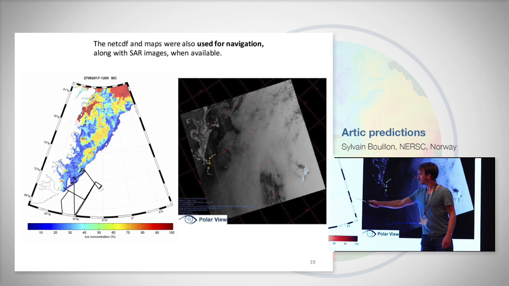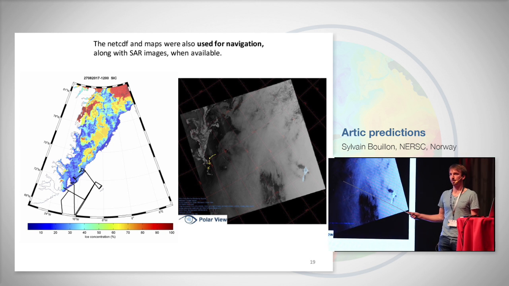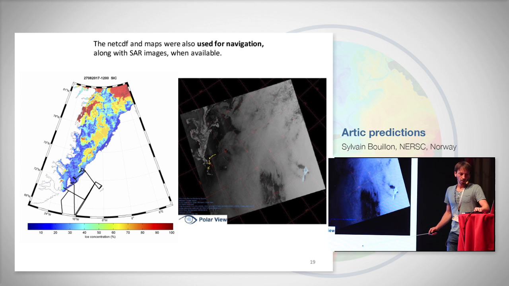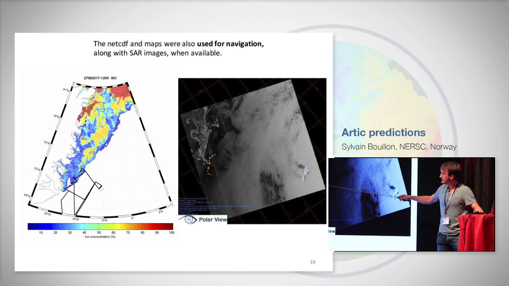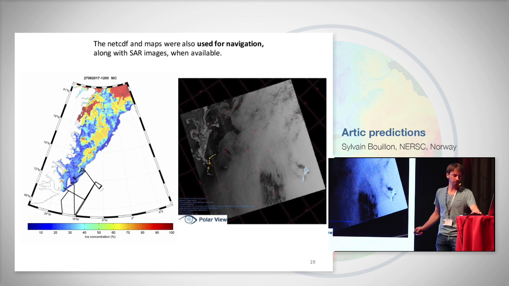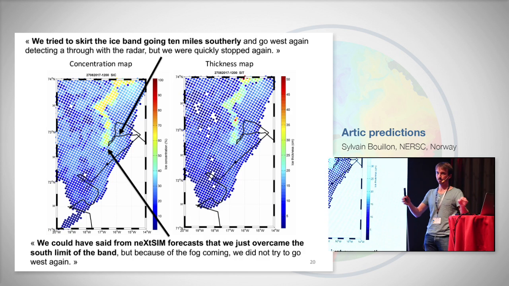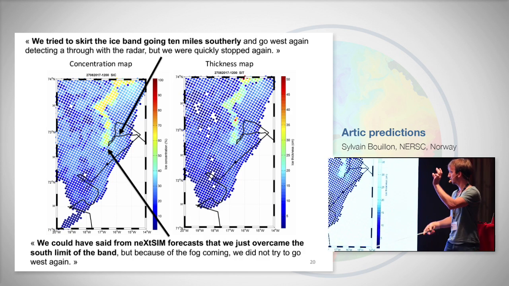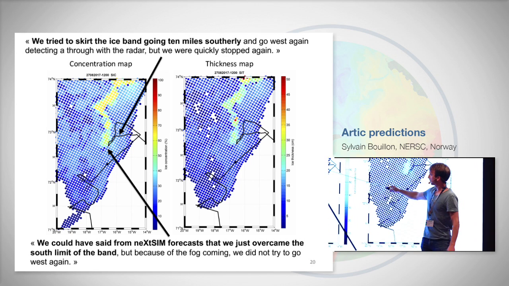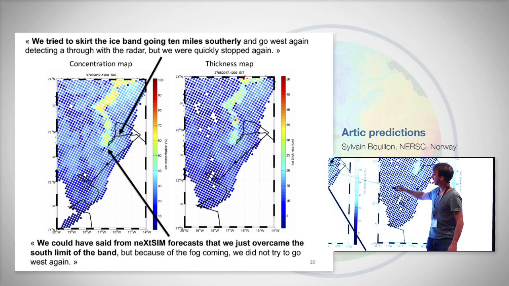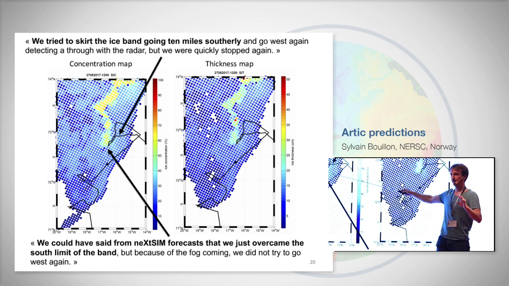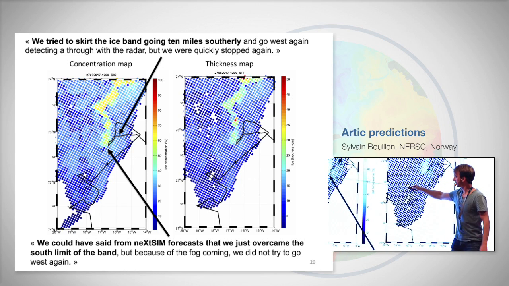The band is also visible from SAR images that they were downloading when they were available. So you see this band of ice. What they tried to do is to go around this band, because the forecast said that it was only a thin, narrow band of ice. So they tried to go south and then west and then south until they reached this point. They were almost at the end of the band.